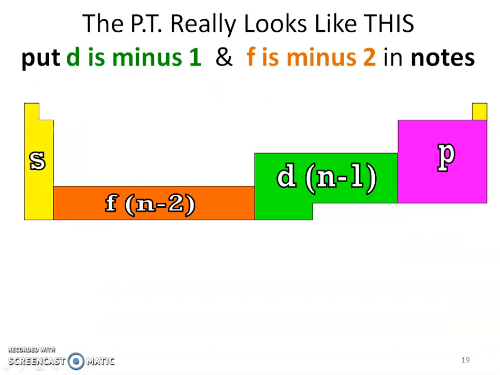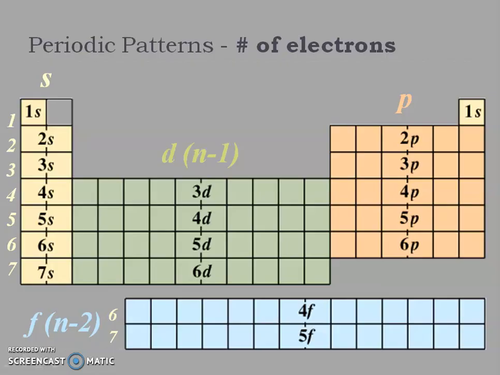So remember that the periodic table really does look like this. So here's your S, here's your P, your D is going to be energy level. Remember that principal quantum number sometimes is represented by N. So this is going to be your row number, your period number, or your energy level number -1. And here in the F area is going to be -2.